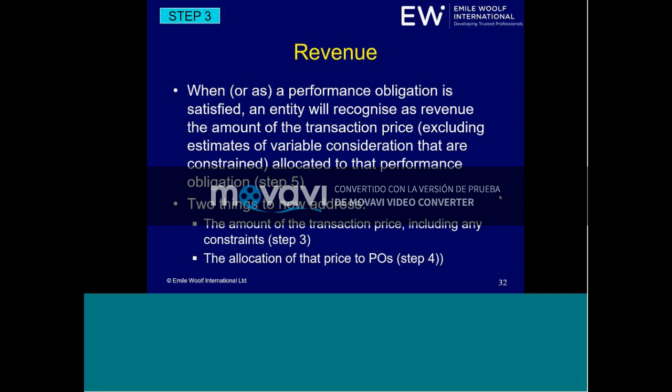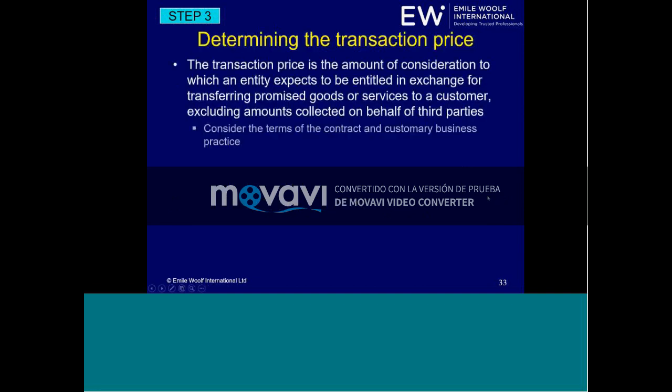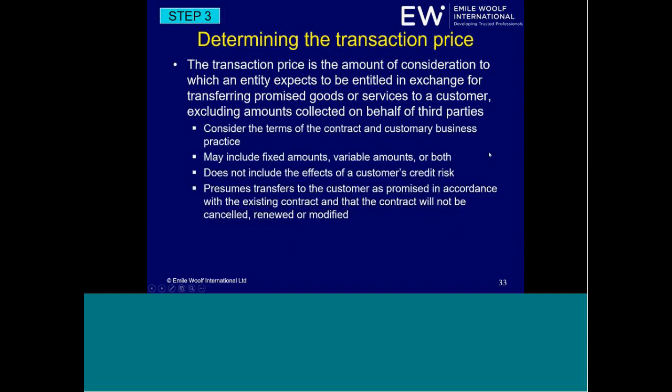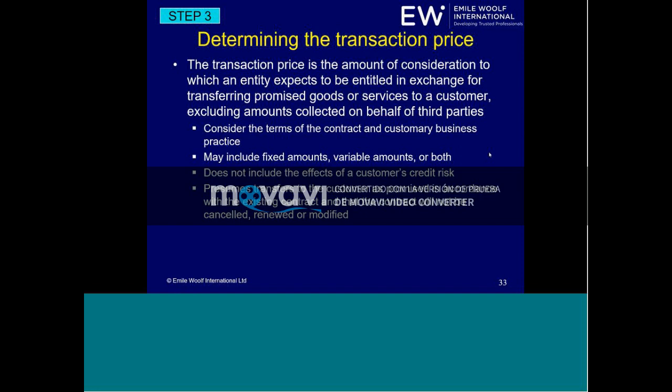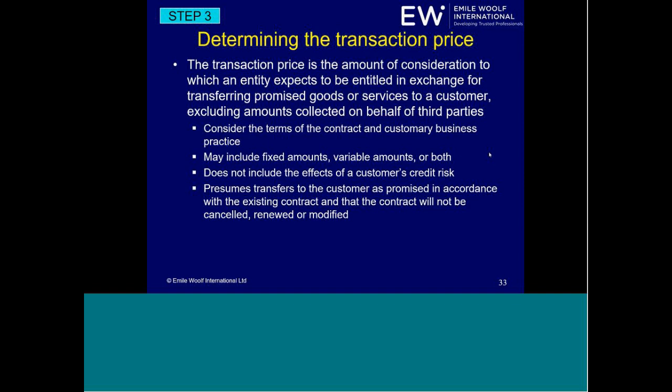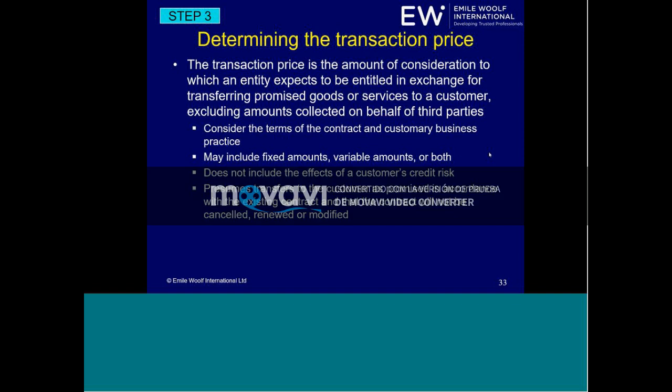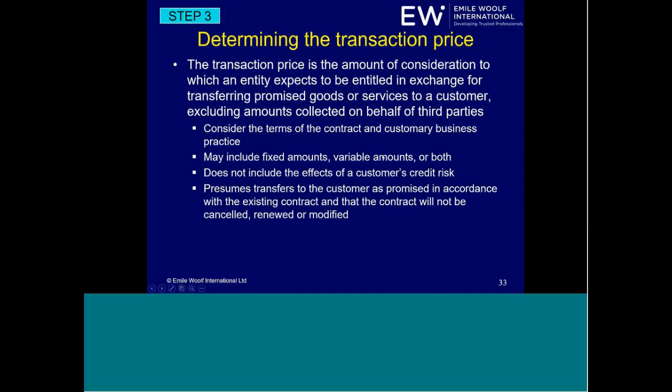So the transaction price is the amount of consideration to which you expect to be entitled in exchange for completing on one of your promises, excluding anything collected on behalf of, say, government, thinking of value-added tax, or excluding the collection of principal, and that would be in the context of an agent principal transaction. Revenue for the agent is just their commission, not the capital that flows through them. Again, we weigh up the terms in the contract and customary business practice. It might be fixed, it might be variable, it might be combinations of those things. It does not include an adjustment for customers' credit risk.